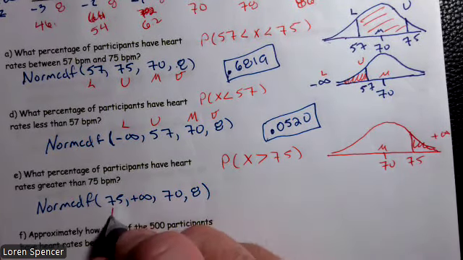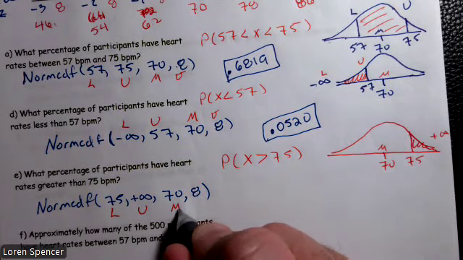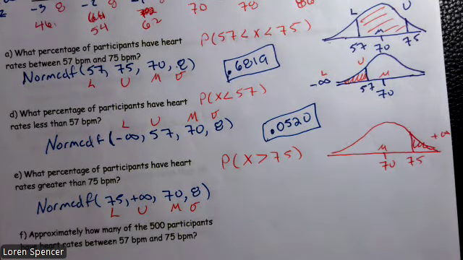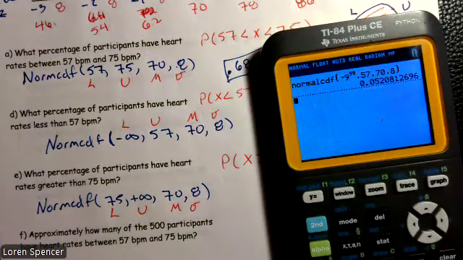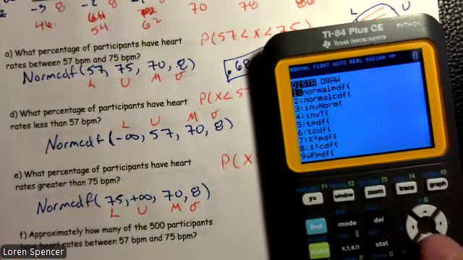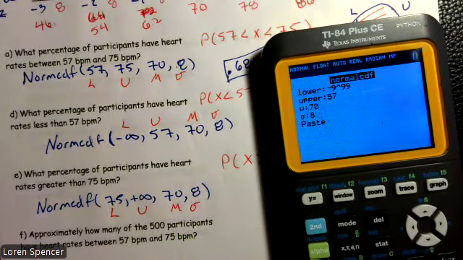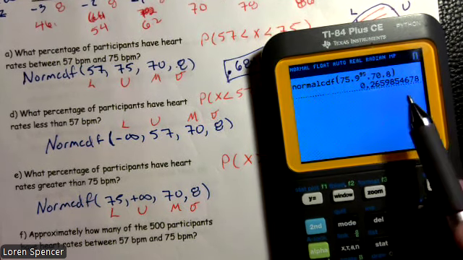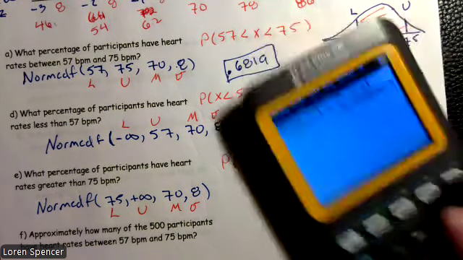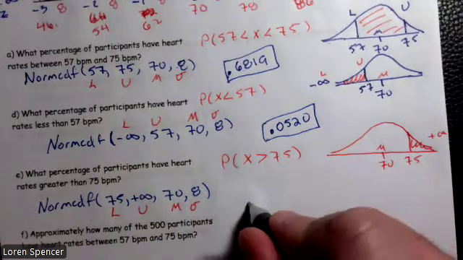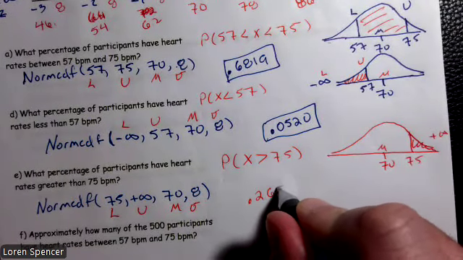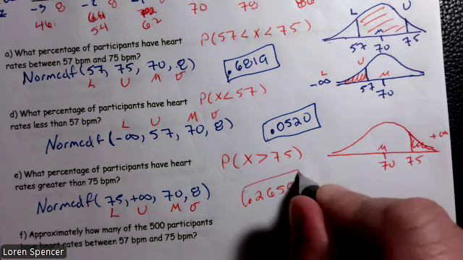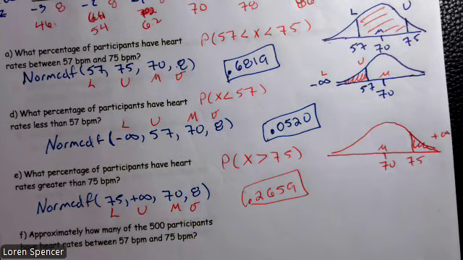So this is my LUMO. Second vars, normal CDF. 75, shaded to positive infinity, 9 to the 99th. And we end up getting about 26%, 0.2659. Box that in. All right, next one.